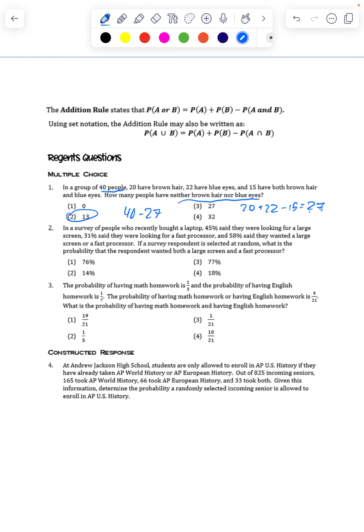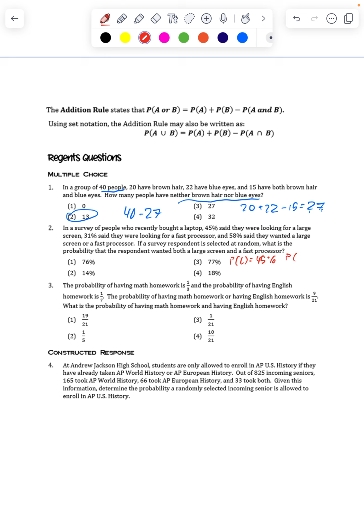All right, let's take a look at the example right here. In a survey of people who bought a laptop, 45% said they were looking for a large screen, 31% said they were looking for a fast processor, and 58% said they wanted a large screen or a fast processor. If a survey respondent is selected at random, what is the probability that the respondent wanted both a large screen and a fast processor? So again, let's break this down. So the probability of large screen equals 45%.